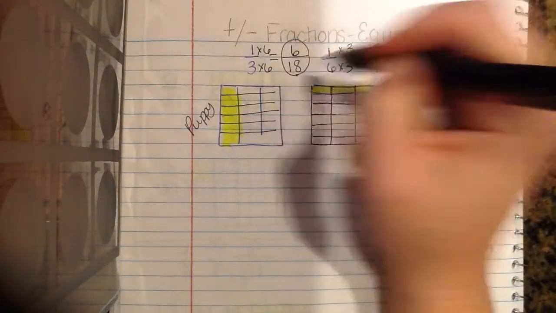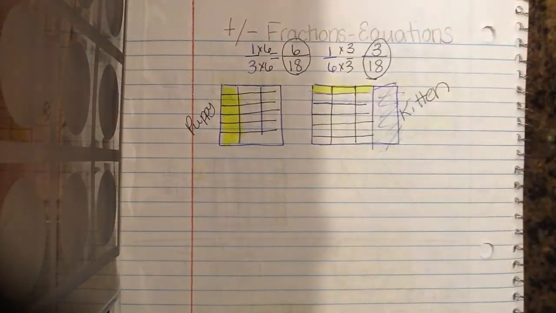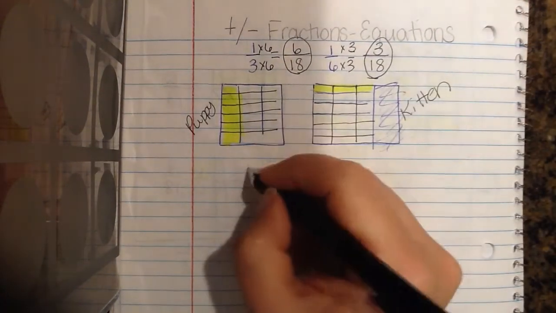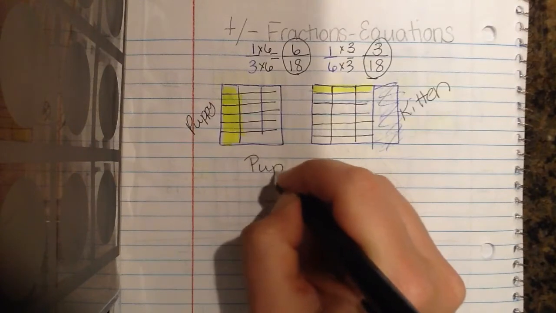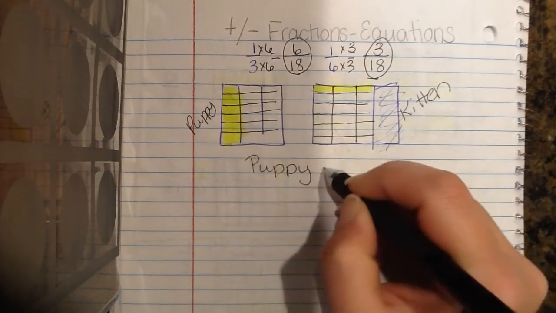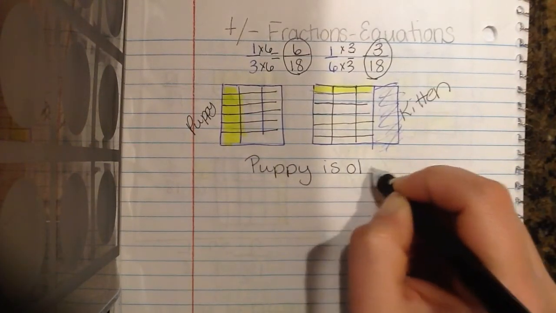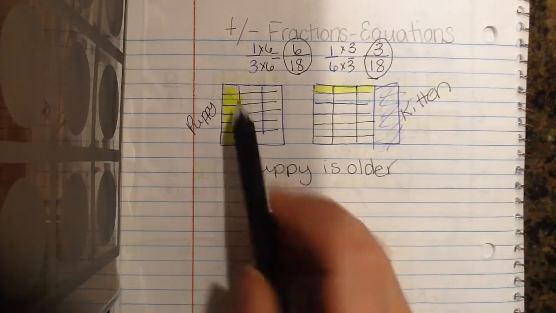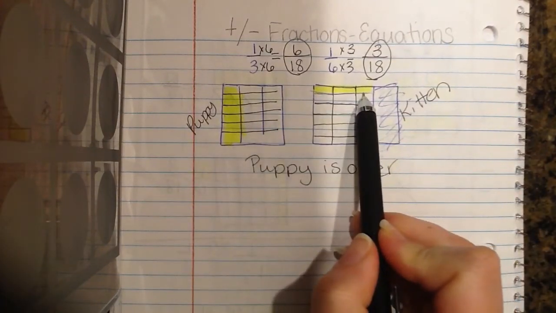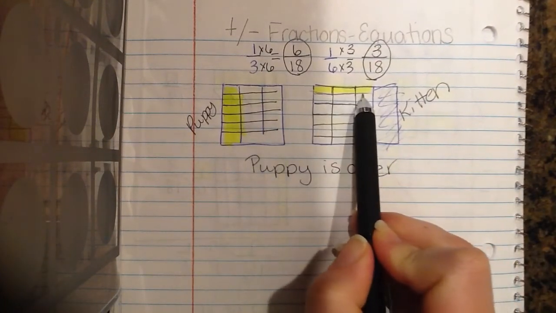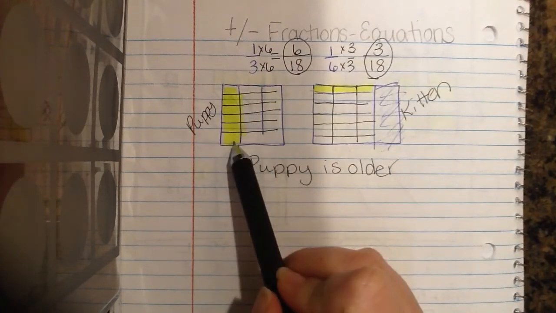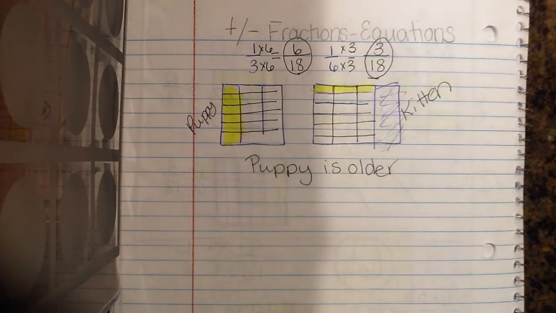Here are my fractions. 6/18, 3/18. So the puppy is older. Why is the puppy older? Because it has more pieces. It's larger than this one. This has 3 pieces that are 18ths. This has 6 pieces that are 18ths. How much older? I'm trying to find the difference.